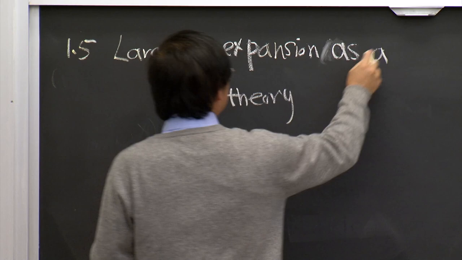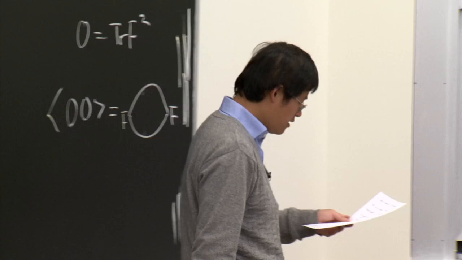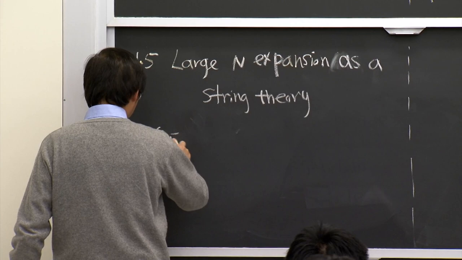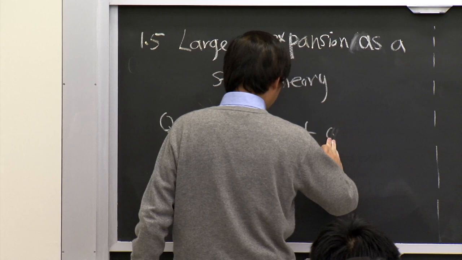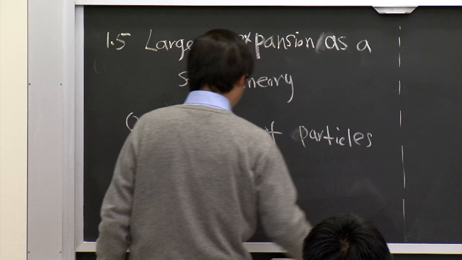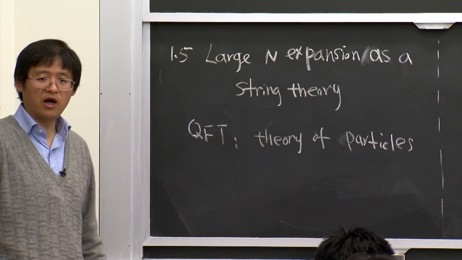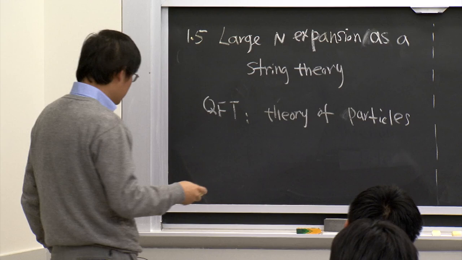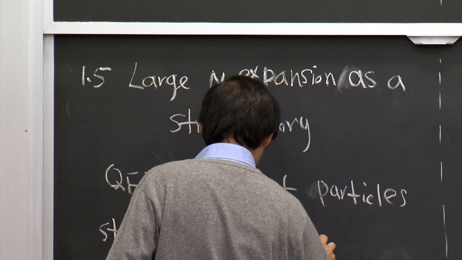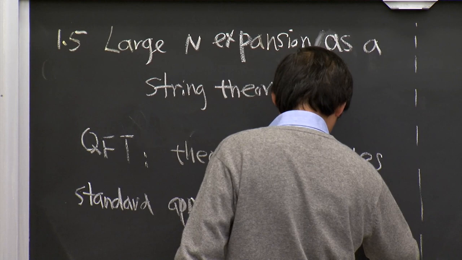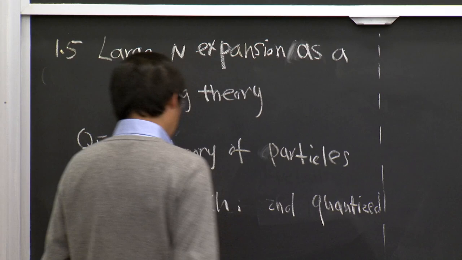So first I will talk a little bit about strings. Let me remind you, normally when we say a QFT, we say QFT is a theory of particles. The standard approach to QFT is that you write down a field theory Lagrangian, and then you quantize, et cetera. This is normally called the second quantized approach. But there also exists a first quantized approach.